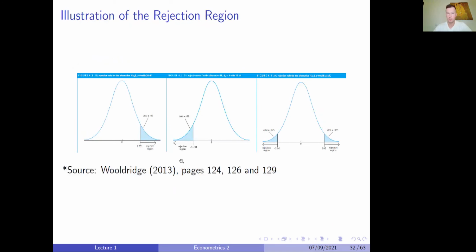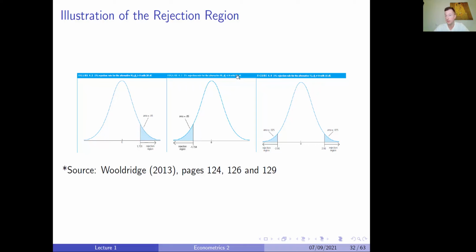So here's an illustration of a rejection region. For the right tail alternative, with 28 degrees of freedom, the 95% quantile is equal to 1.701, and if the t statistic falls into this right-sided rejection region, then we reject the null hypothesis in favor of an alternative that beta 1 is greater than 0.